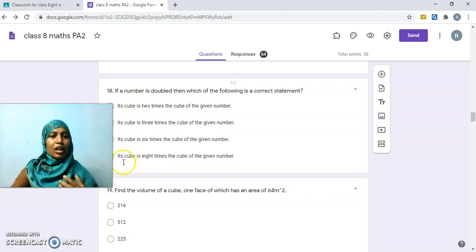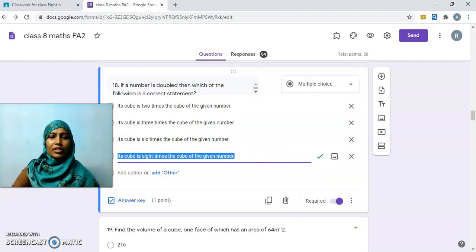Now see, that option is here in last. Its cube is 8 times the cube of the given number. Did you understand, children? n is the number. If it is doubled, it is 2n. If I multiply 2n 3 times, 2n into 2n into 2n, I will get 8n cube. 8 times the cube of the given number. This is the correct answer.